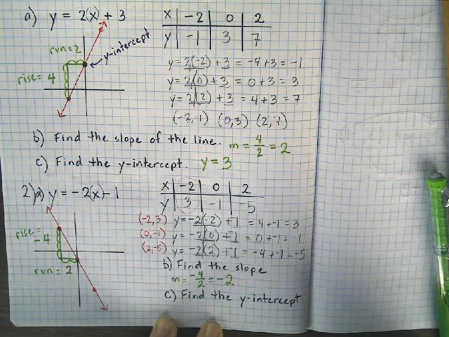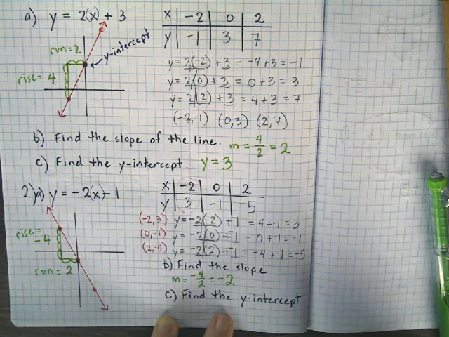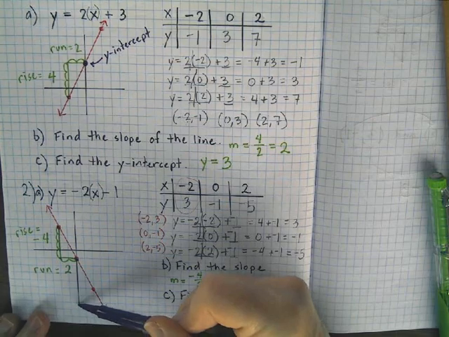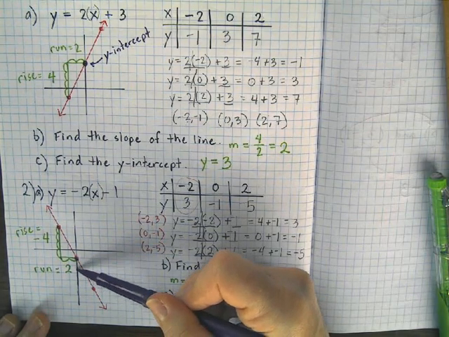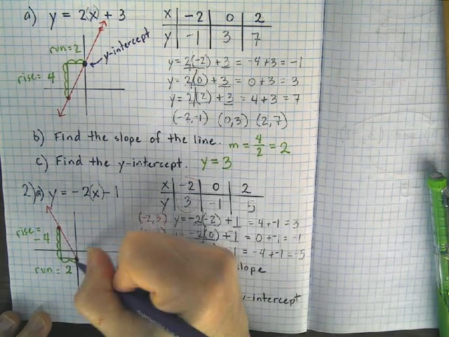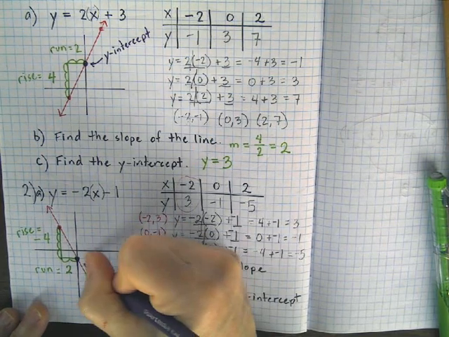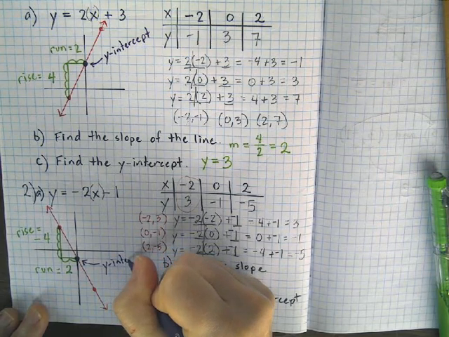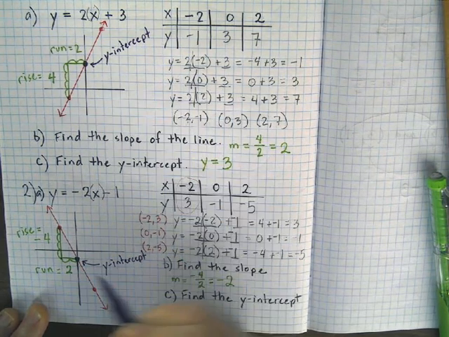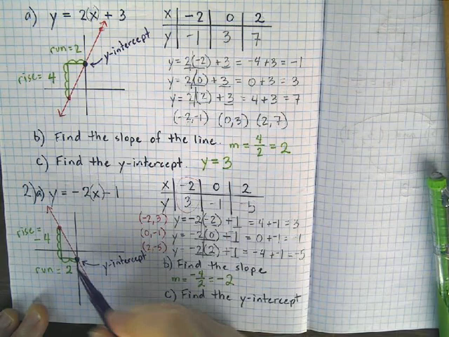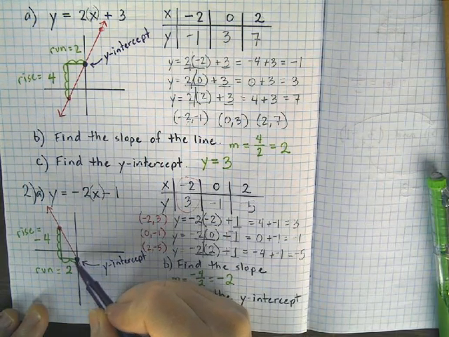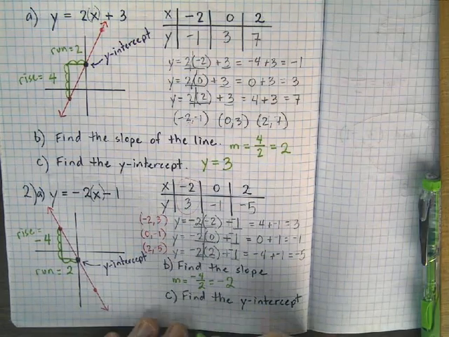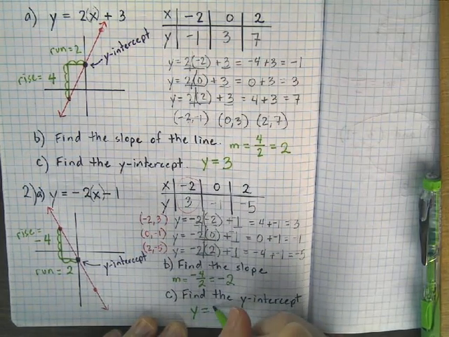All right, and the last one, find the y-intercept. Okay, again, I'm going to follow my y-axis until it hits my line. Bam, right there. This is my y-intercept. What number is that? That's negative 1. Here's 0, down 1, that's negative 1. So my y-intercept, y is equal to negative 1.